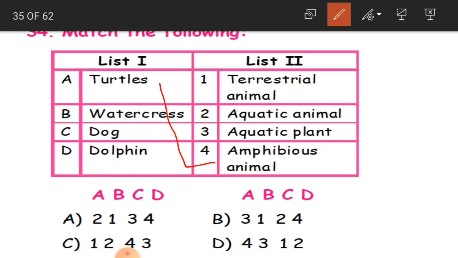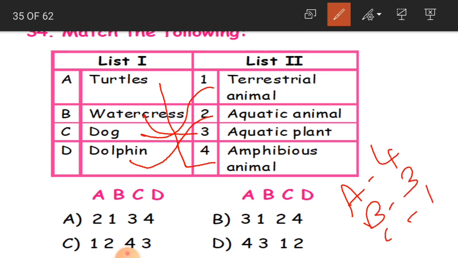And now water stress. What is it? It is an aquatic plant. So B matches with the third option. And dog is a terrestrial animal. So C matches with 1. And what is left over? D. That is dolphin. What is it? It is an aquatic animal. So what will be our answer, children? A is 4, B is 3, C is 1 and D is 2. So where do we find this? In option D. So that is why D is the correct answer.